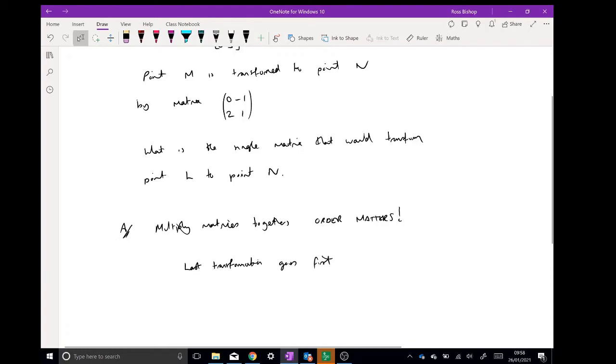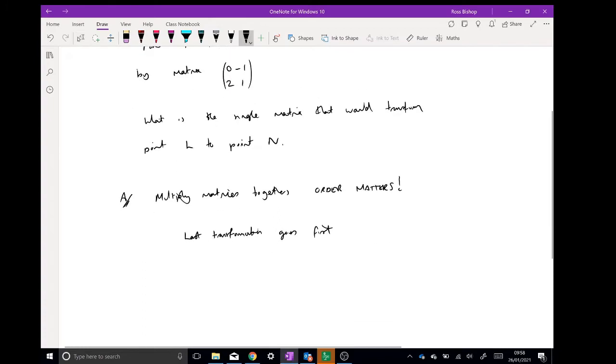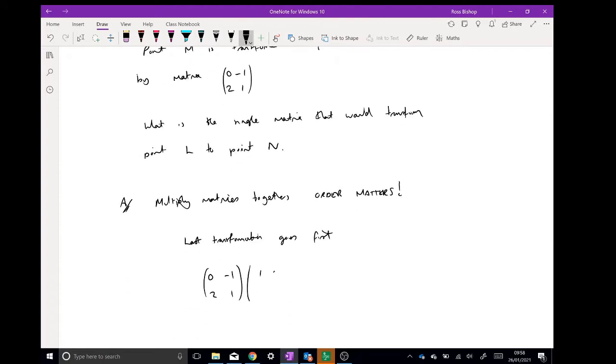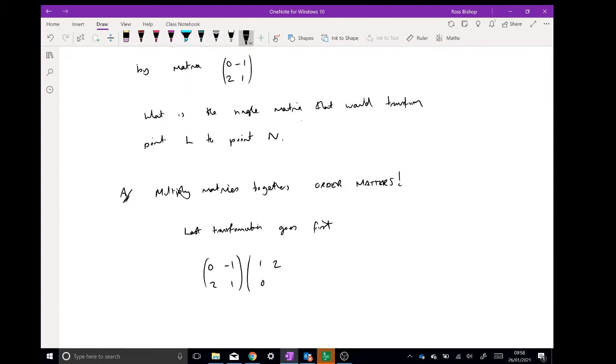Okay, so in this example, because your second transformation is 0, minus 1, 2, 1, that comes before the first transformation, 1, 2, 0, 3. It must be in that way. So this is the second transformation, that was the first. So it works from like inside out, a little bit counterintuitive.